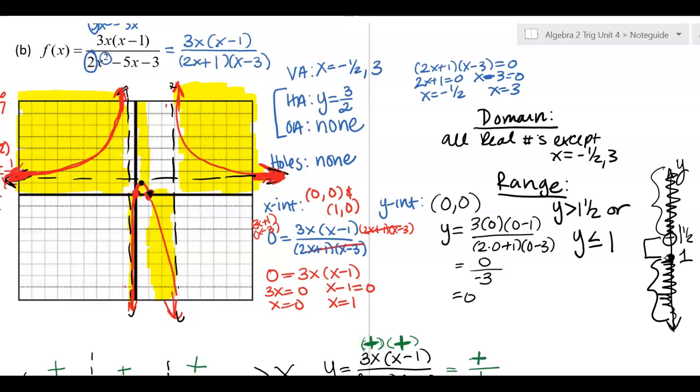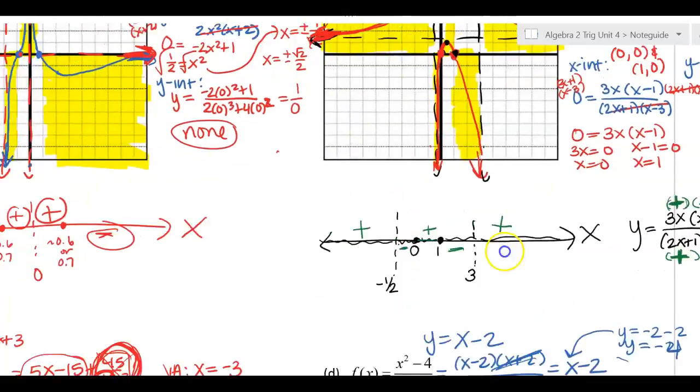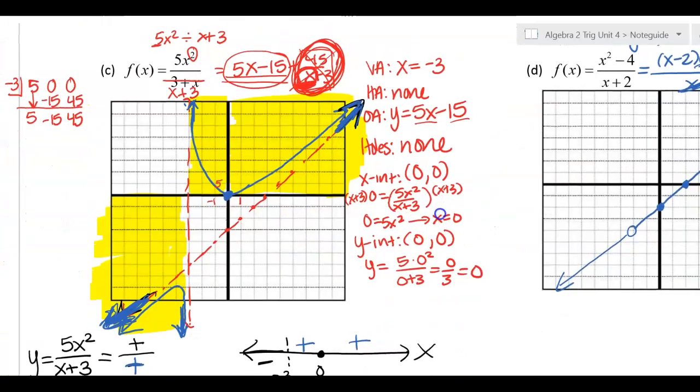Because it could look different for each of us, even if we're doing the same problem, because we're sketching, okay? All right, let's look at this one with the oblique asymptote. So first, was everybody okay with how we found the oblique asymptote, that we did division?